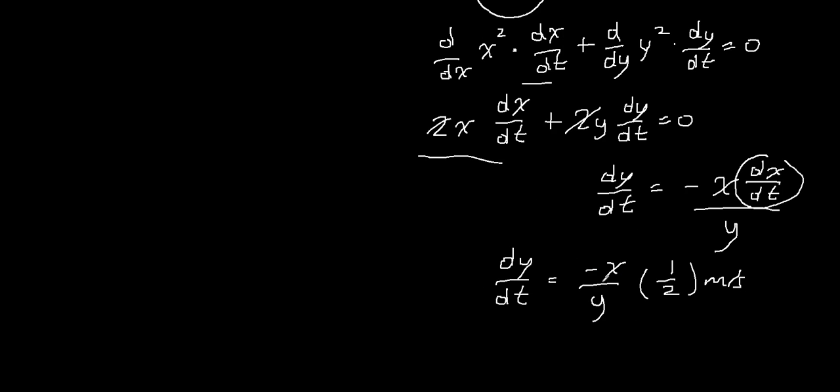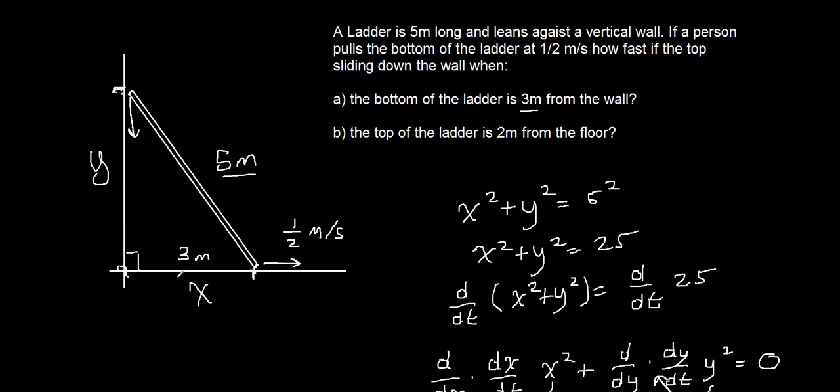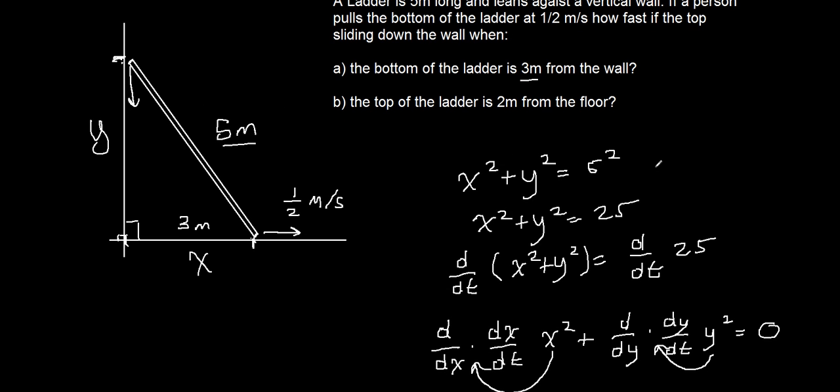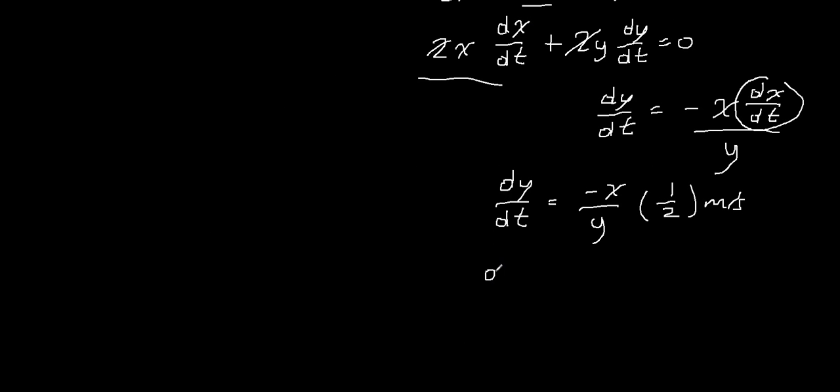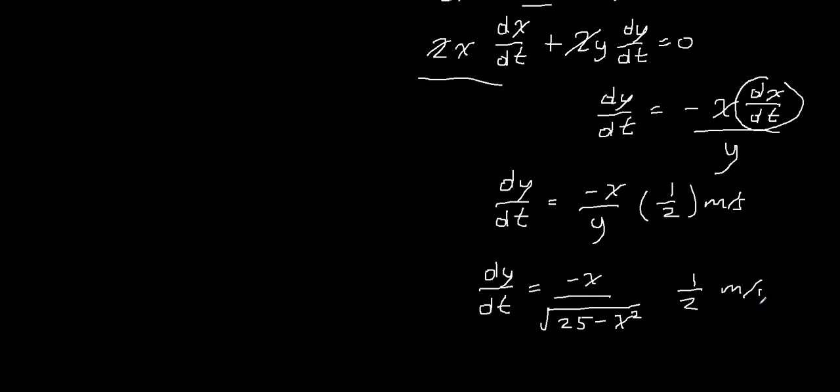Now, you're going to have to plug in x and y, but you don't know what y is. You know the x value is going to be 3 meters, so you can calculate y with Pythagoras. You have your original equation, and you can solve for y. y equals the square root of 25 minus x squared. So let's go back down here and try plugging that in. dy over dt equals negative x over root 25 minus x squared times a half meters per second.